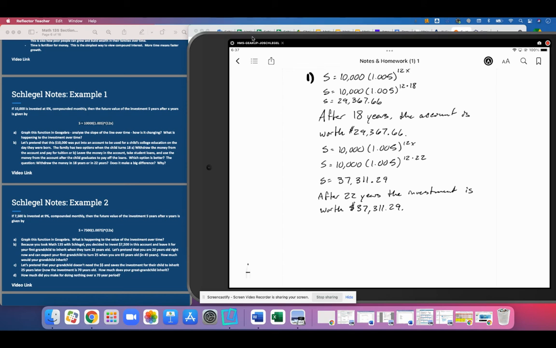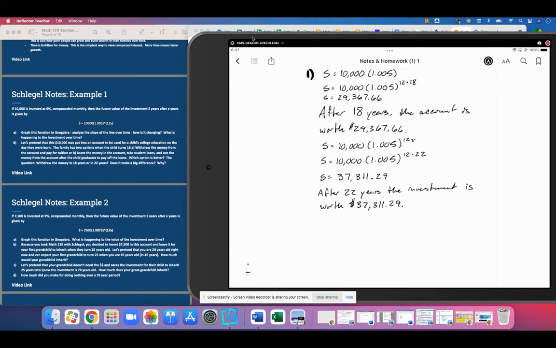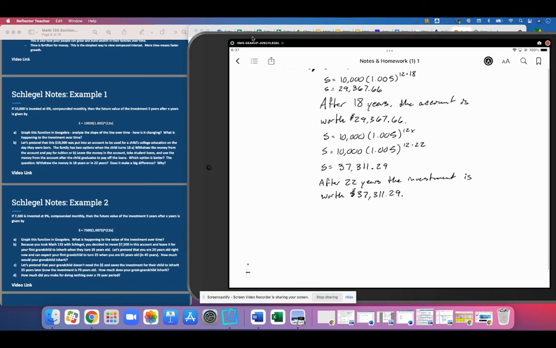And so my advice, if I was this family's financial advisor, the questions are, which option is better? Withdraw money at 18 or 22? Does it make a big difference, and why? Yes, it makes a huge difference of $8,000. So I would say leave it, let it grow. Pull it out at age 22 to pay off the loans.